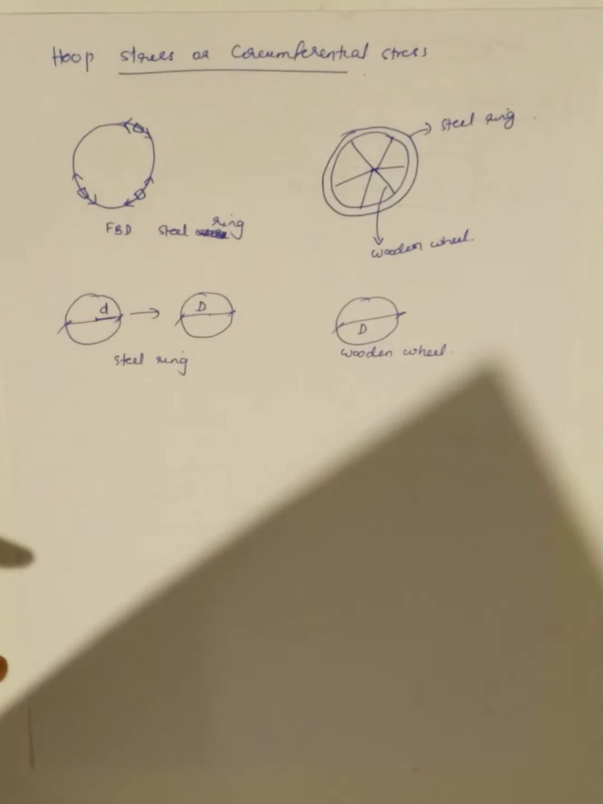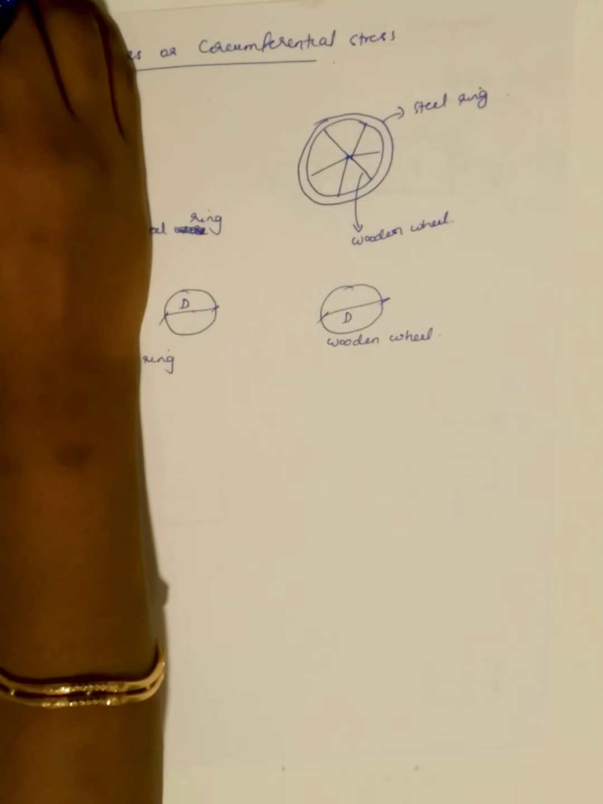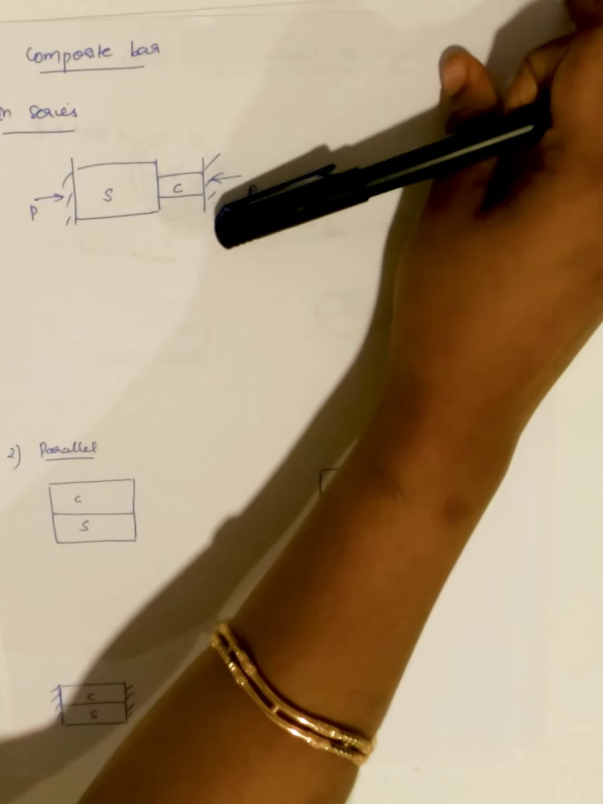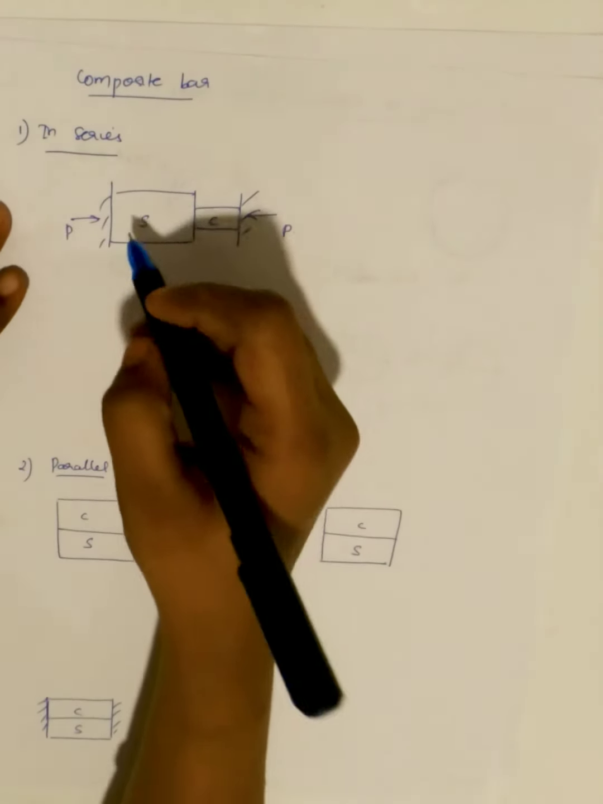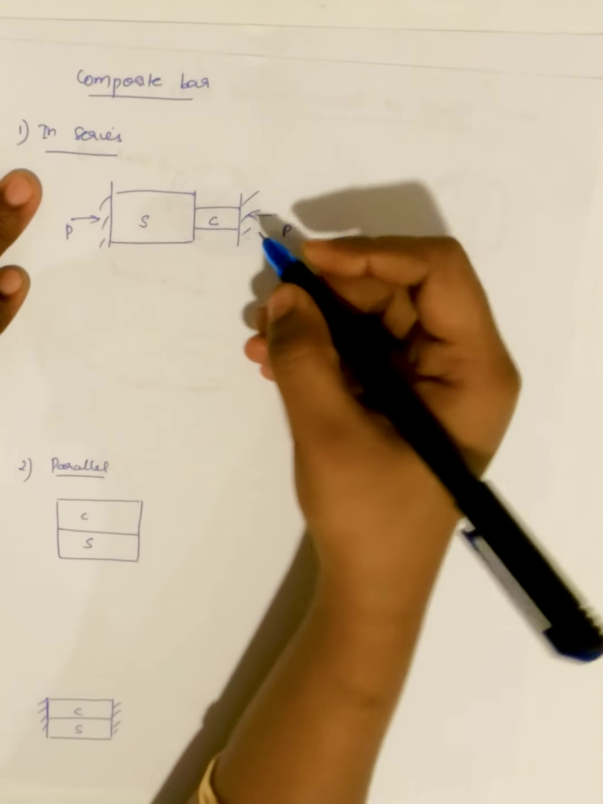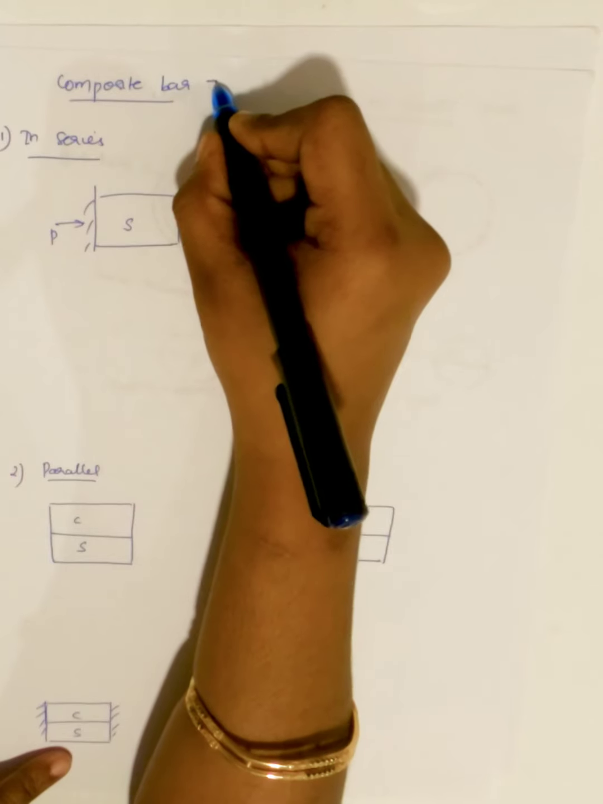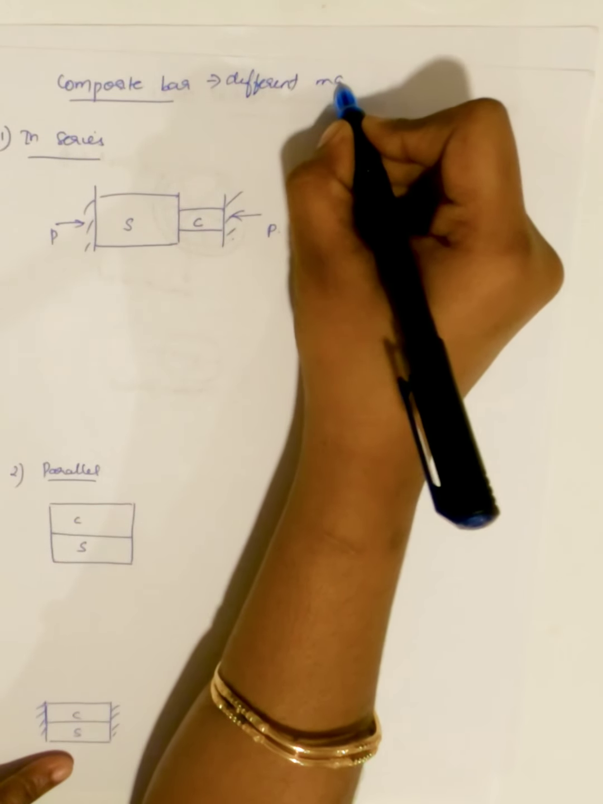Now, let us study composite bars. Okay, first we will study composite bars. See, in this composite bar, the first one is steel. S is for steel and C is for copper. A composite bar means that it is made of different materials.